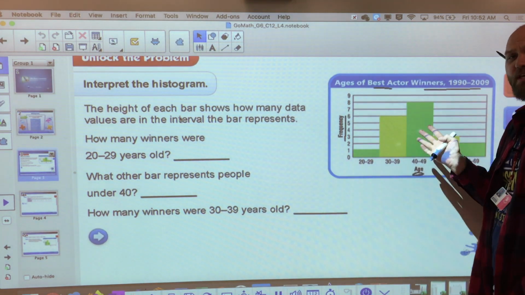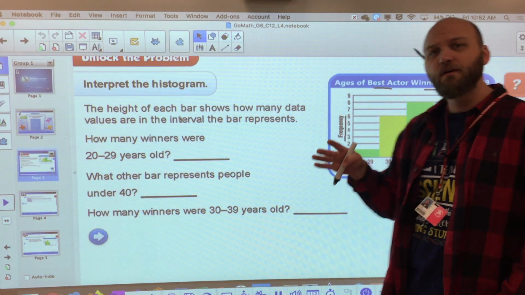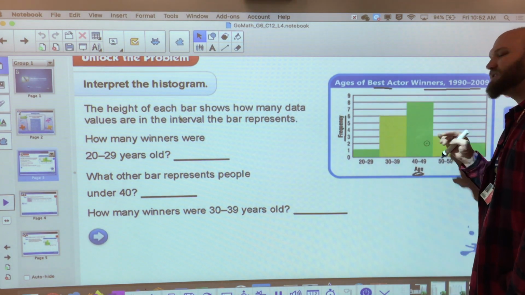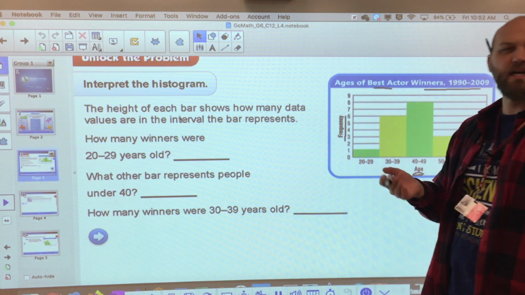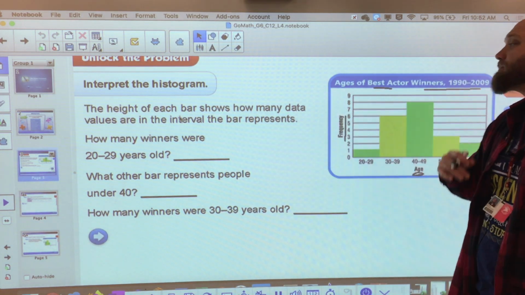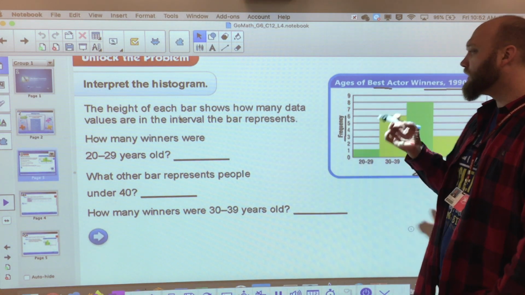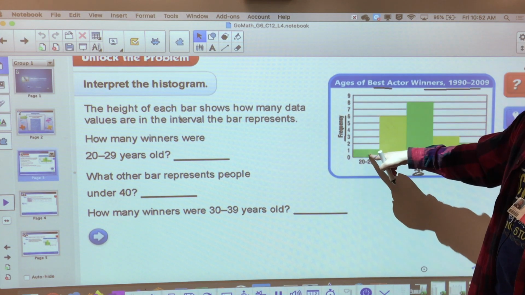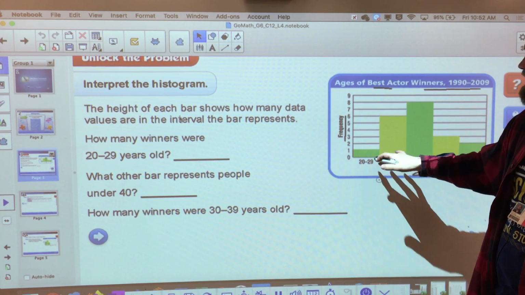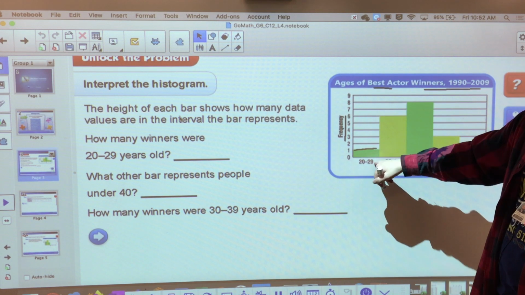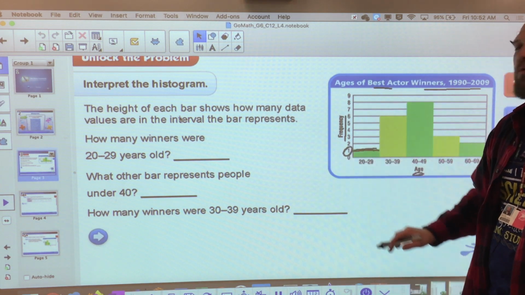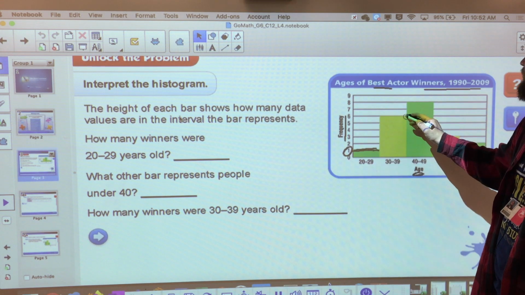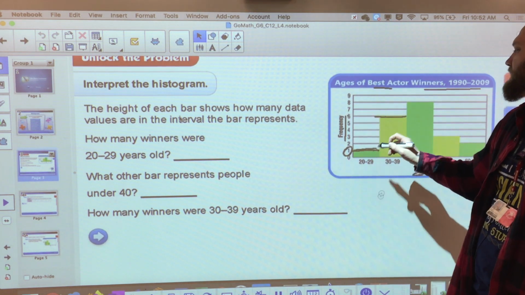You'll also notice with a histogram, unlike a bar graph, typically, these are right next to each other. They're separated by color or by texture or something like that, right? So the height of the bar shows how many data values are in the interval. So what I have here is ages of Best Actor winners. We have only had one that's between 20 and 29. I go to the top of the bar and I go over, and it's 1. Okay? Top of the bar, 30 to 39. I see that we have 6 of them.